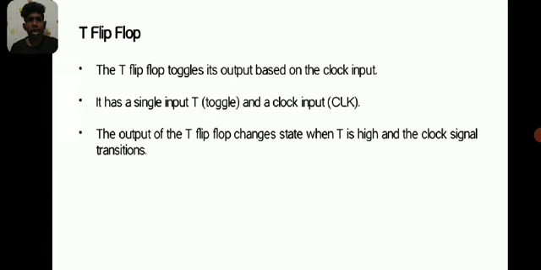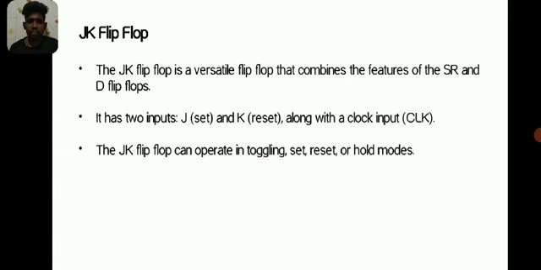T flip-flop. The T flip-flop toggles its output based on the clock input. It has a single input T and a clock input CLK. The output of the T flip-flop changes state when T is high and the clock signal transitions.